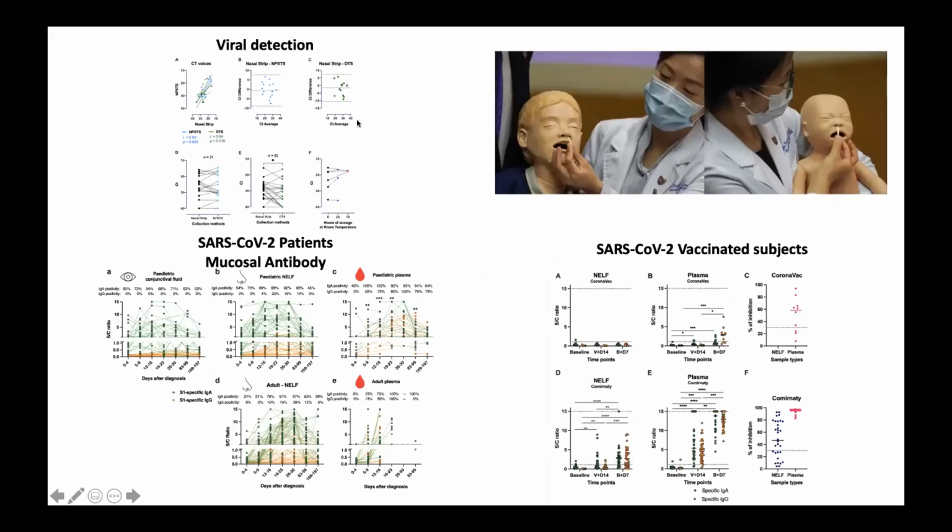And these are just some examples showing you how we use this nasal strip to do viral detection during the SARS-CoV-2 period. It is comparable to the nasopharyngeal swab that people did, and somehow could be better than the deep throat saliva, particularly when children are not able to provide a very good saliva sample.